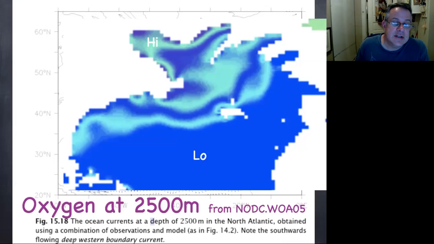If you look at oxygen at 2,500 meters from observations, you see that there's high oxygen here and low oxygen here. So if you were to imagine this flow carrying oxygen with it and the oxygen being depleted, this water is younger, this water is older, just as you'd expect from that kind of broad circulation pattern.